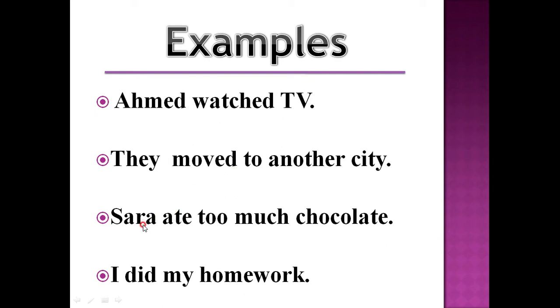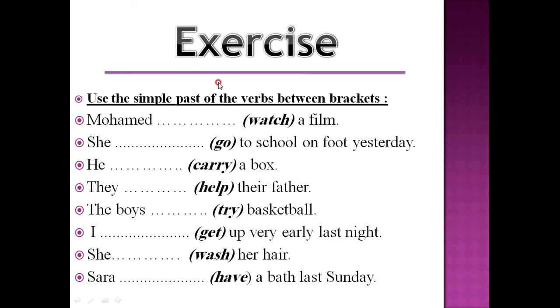And the next one, Sarah ate too much chocolate. Here the verb is ate, and also it is in the past, but you can see there is no d, ed, or ied because this is an irregular verb. The last example, I did my homework. The verb did here is in the past tense, and did is the past of do.